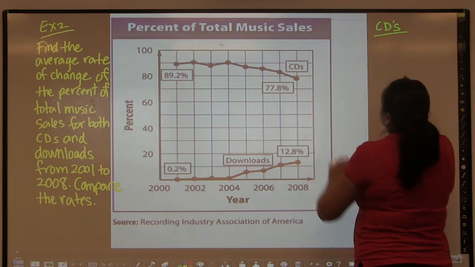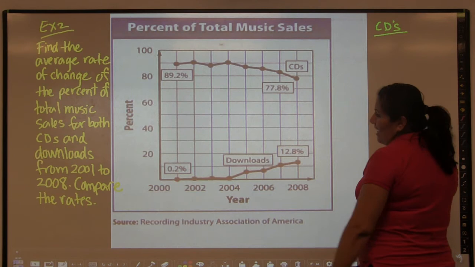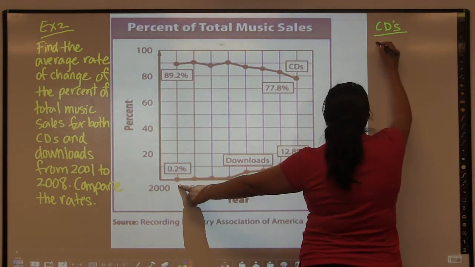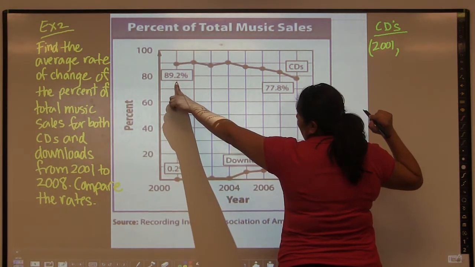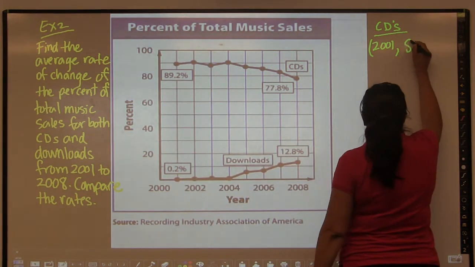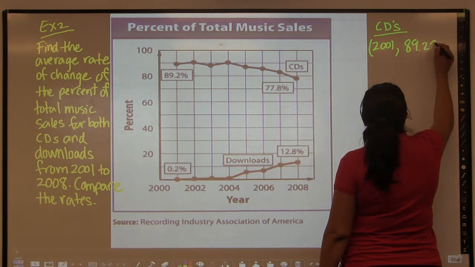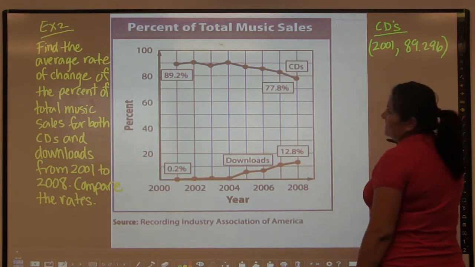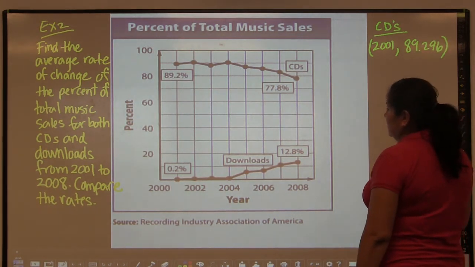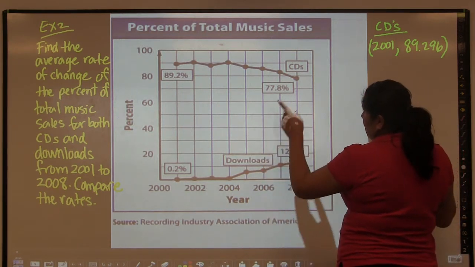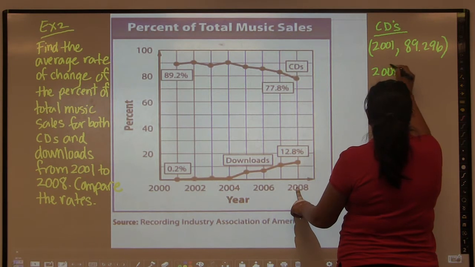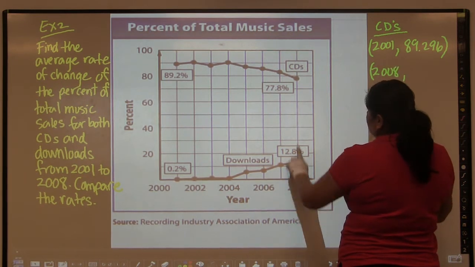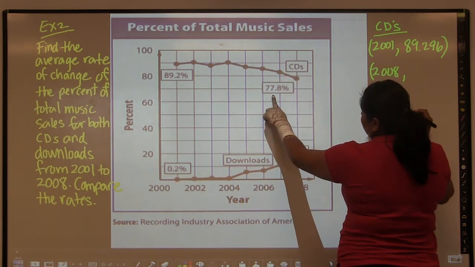Yeah, CDs. So with the CDs, we know that in 2001, this is 2001 right here, the value right here is 89.2%. That is the percent of sales for CDs in 2001. And then we know that in 2008, we had CD sales 77.8%.